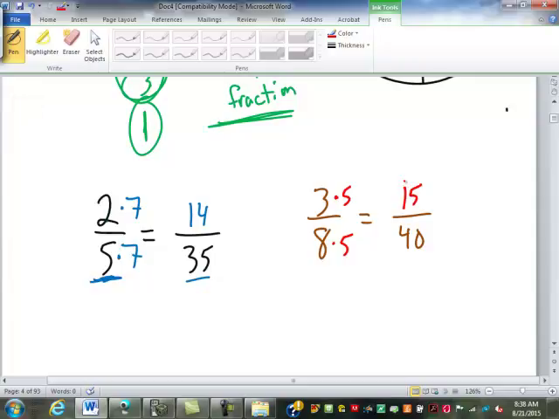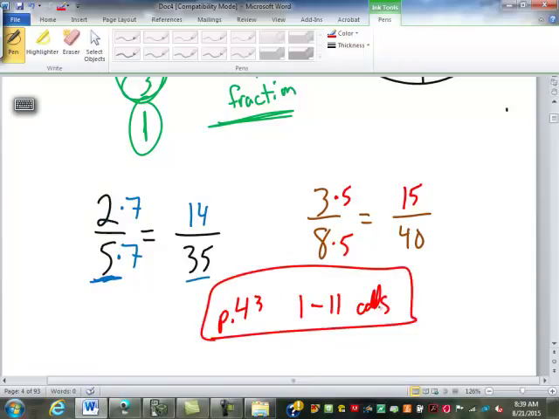So what I want you to do in your book on page 43, on the bottom of page 43, just very quickly, 1 through 11, do the odds. Give you a couple minutes to buzz through those, and then we're going to go over them, and then we'll go over another little topic.